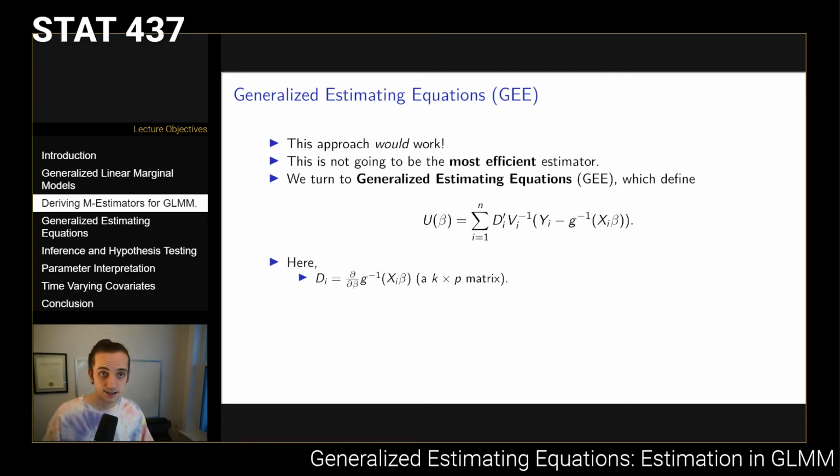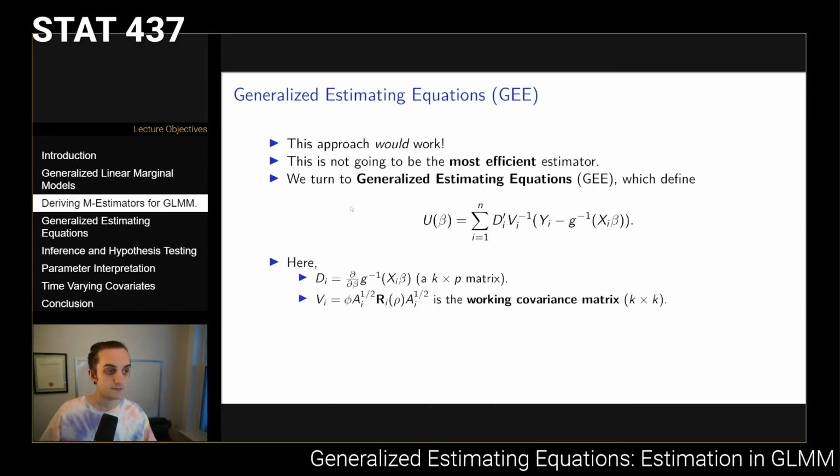And in this case, D_i is just going to be a matrix, which is the derivative of our mean with respect to the parameter beta, right? So this is the derivative of mu_i with respect to beta, but we know that mu_i is g inverse of our linear predictor, right? And so D_i is just a derivative matrix. It's going to be k times p in dimension.